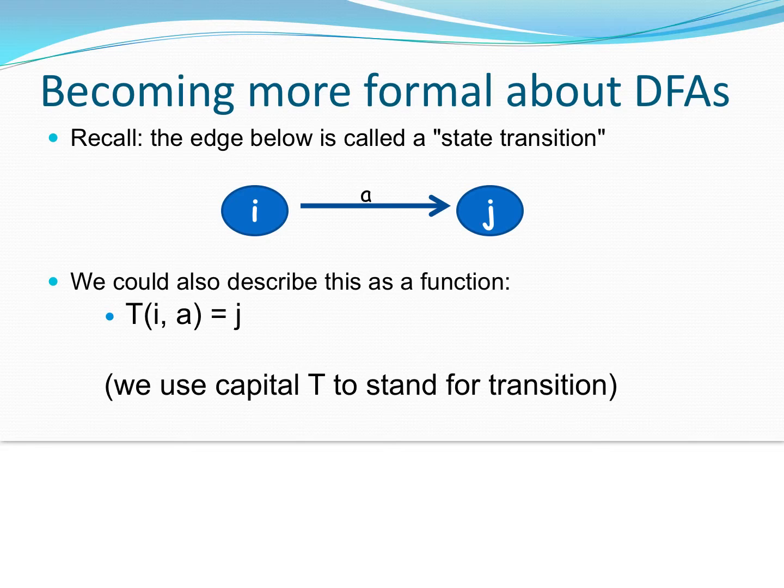So remember that these are state transitions, right? And this really means if you're at state i and you next see the symbol a, then you transition to state j. But you can notice we could also describe this as a function, right? So this is T, our transition function, from state i on the symbol a results in ending up at state j.